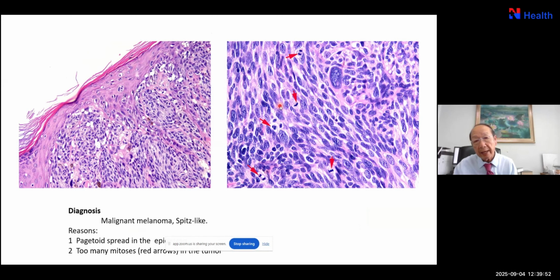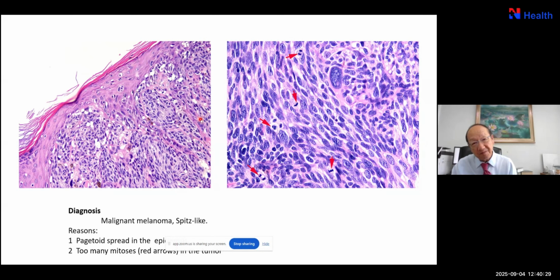And when we scan into the main bulk of the tumor, there are some areas that have so many mitoses. In this field alone, there are 5 mitoses. This is too many for a benign lesion. So in conclusion, with the changes of the cells in the epidermis and high mitosis, this is malignant melanoma, Spitz-like. It's not Reed nevus because Reed nevus has pigmentation.